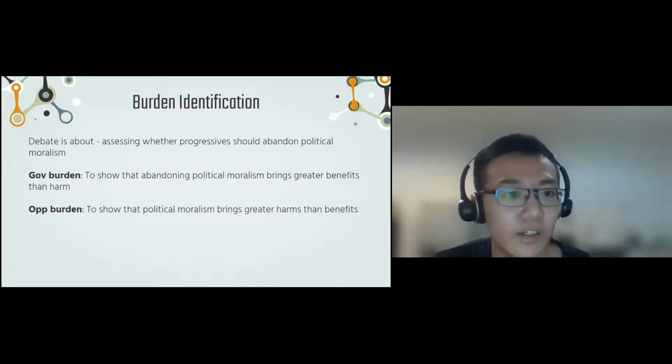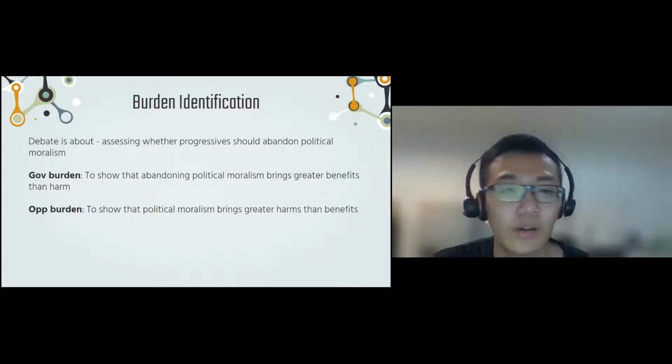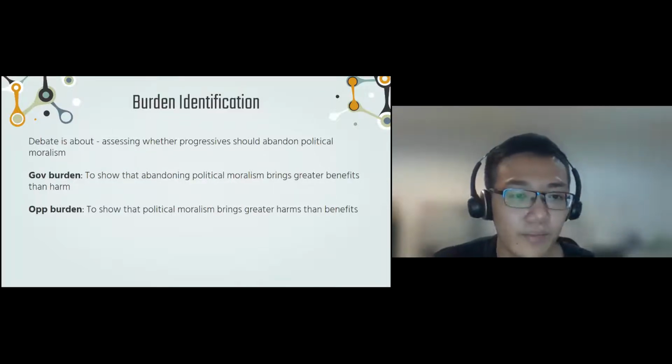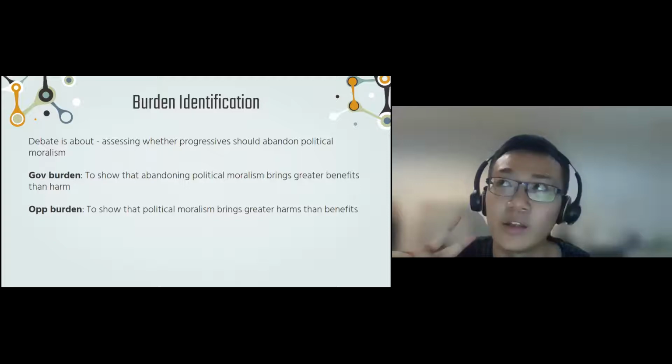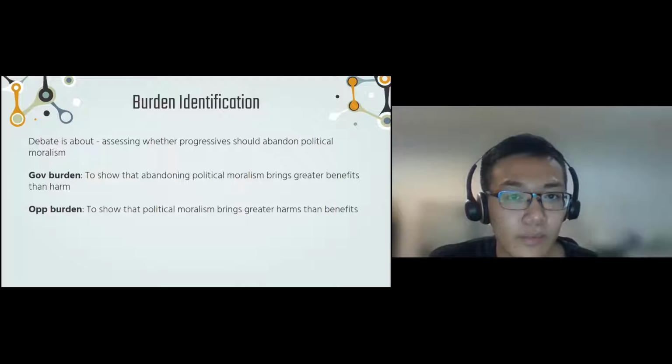The opposition burden here is just the converse, to show that the abandoning of political moralism brings greater harm than benefits. Sorry, just a typo there. But yeah, the primary burdens are just flipped. One side says benefits outweigh the harm. The other side says harms outweigh the benefits. Things are quite straightforward here. Okay, I hope that's clear.